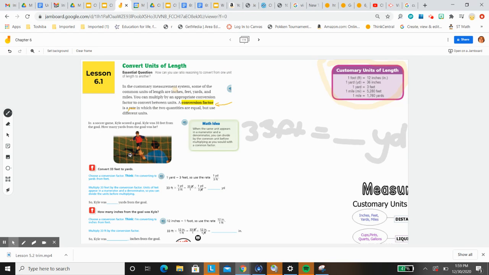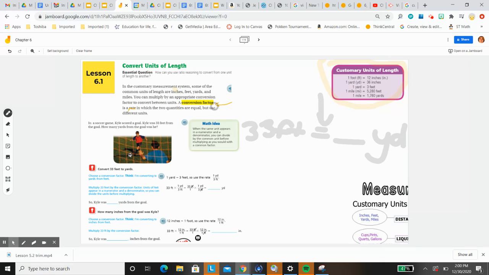Do you see the equal sign? That means equivalent. That means equal. Okay? So that's what I'm doing today. I am going to find what 33 feet are equal to in yards. Okay? All right, so let's come down here to the first key. It says convert 33 feet to yards.